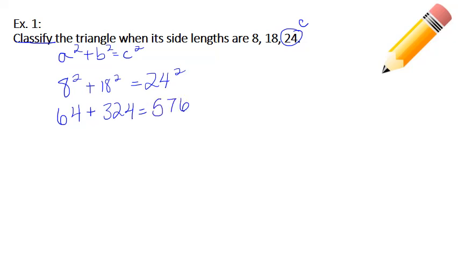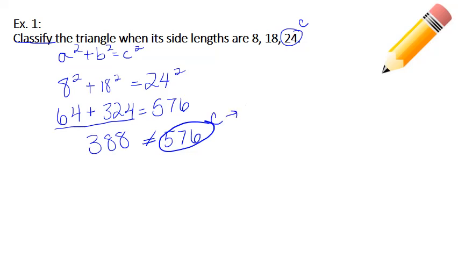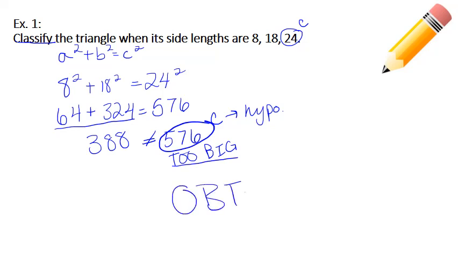576. So now we need to add 64 and 324, and by the looks of it right now, it doesn't really look like we're going to get to 576, and when we add them together, we get 388, which is not equal to 576. So remember, we said that the 576 number is my c value, or my hypotenuse. So this number is bigger than 388. It's too big. So if we look back in our little foldable, when we have something that's too big and it's not equal to, it's not a right triangle, this triangle is going to be obtuse.